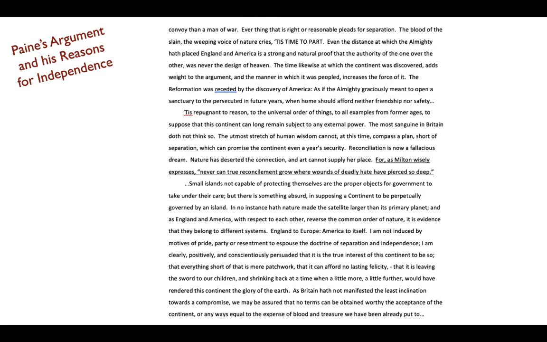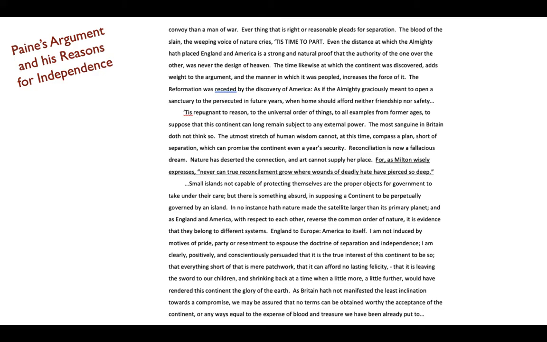Reconciliation is now a fallacious dream. Nature has deserted the connection, and art cannot supply her place. For as Milton wisely expresses, never can true reconcilement grow where wounds of deadly hate have pierced so deep. Small islands not capable of protecting themselves are the proper objects for government to take under their care, but there is something absurd in supposing a continent to be perpetually governed by an island.